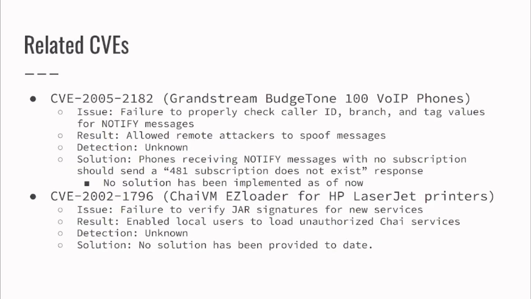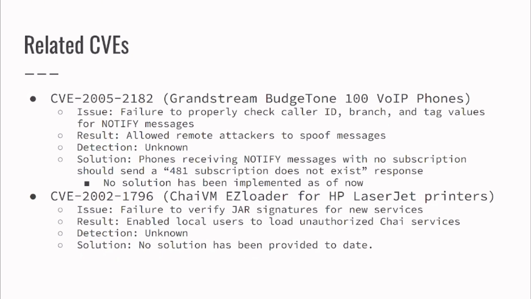For the related CVEs, CVE-2005-2182 was where the Grandstream Budge Tone 100 voice over IP phones did not properly check the ID, color, branch, or tag values for notify messages, which resulted in remote attackers being able to spoof messages. The solution is that phones that receive a notify message to which no subscription exists must send a 481 subscription does not exist response, and no remedy was listed for this particular incident.